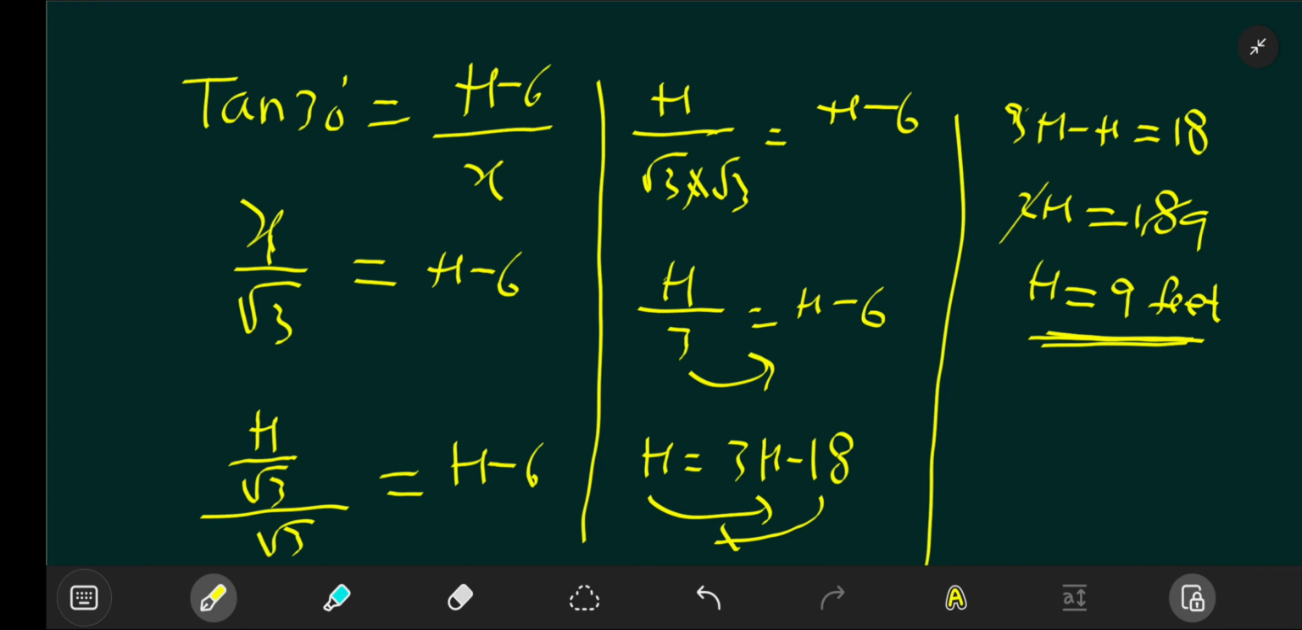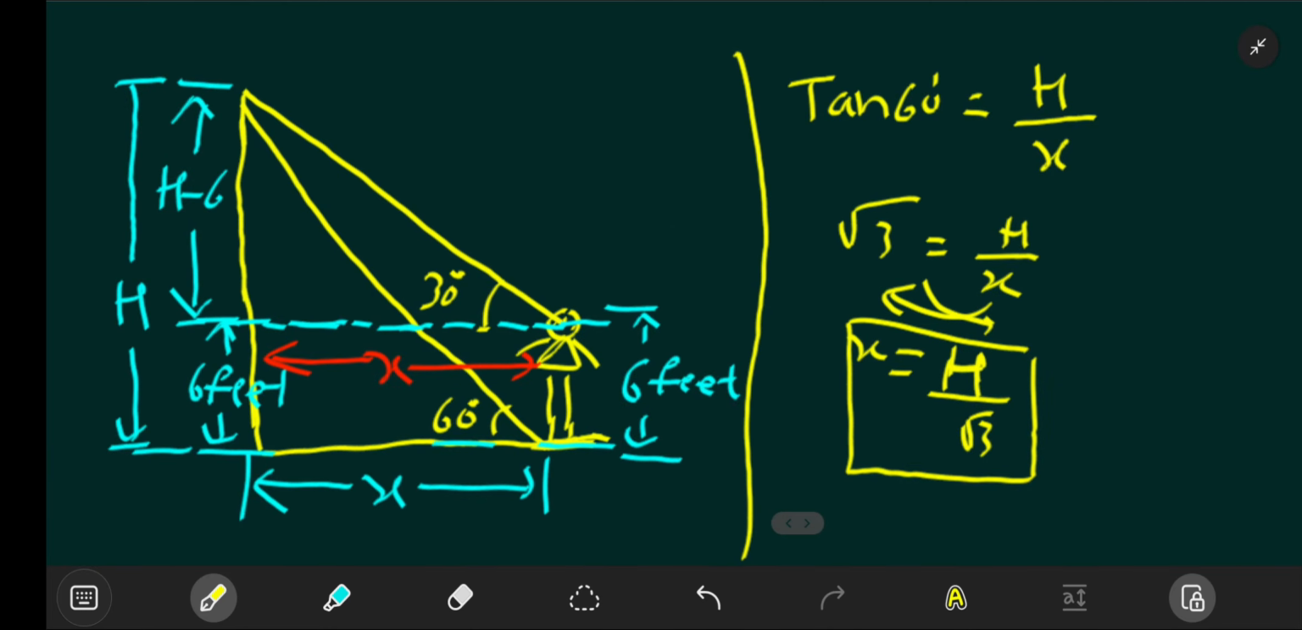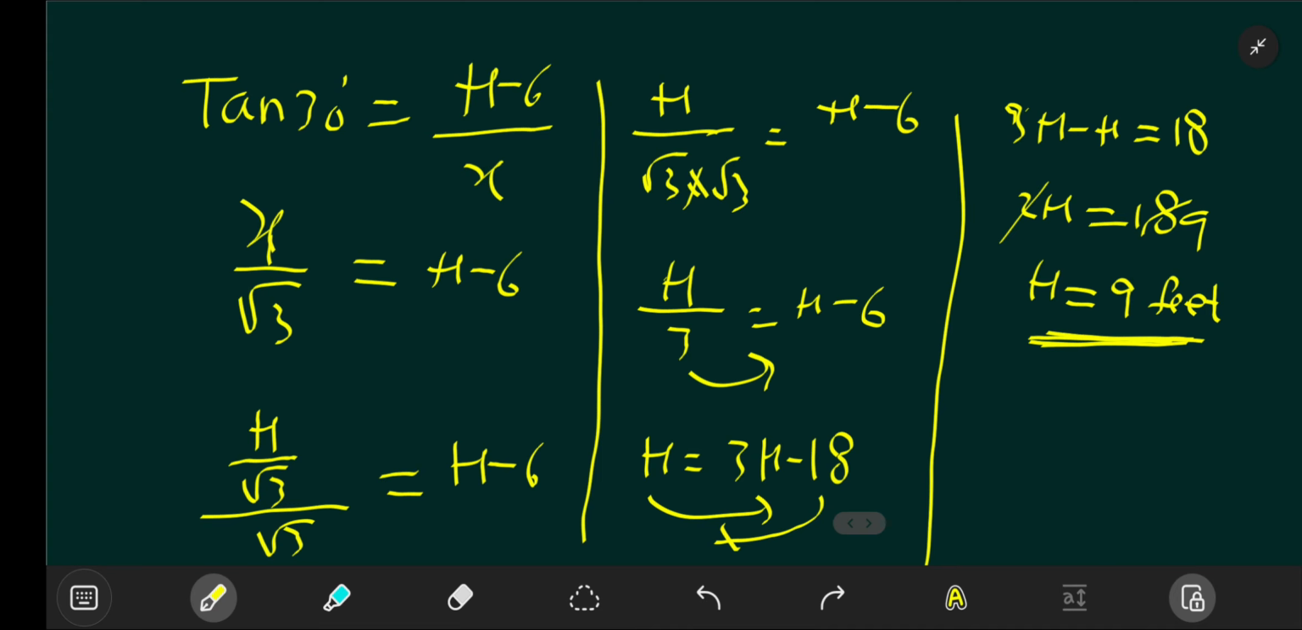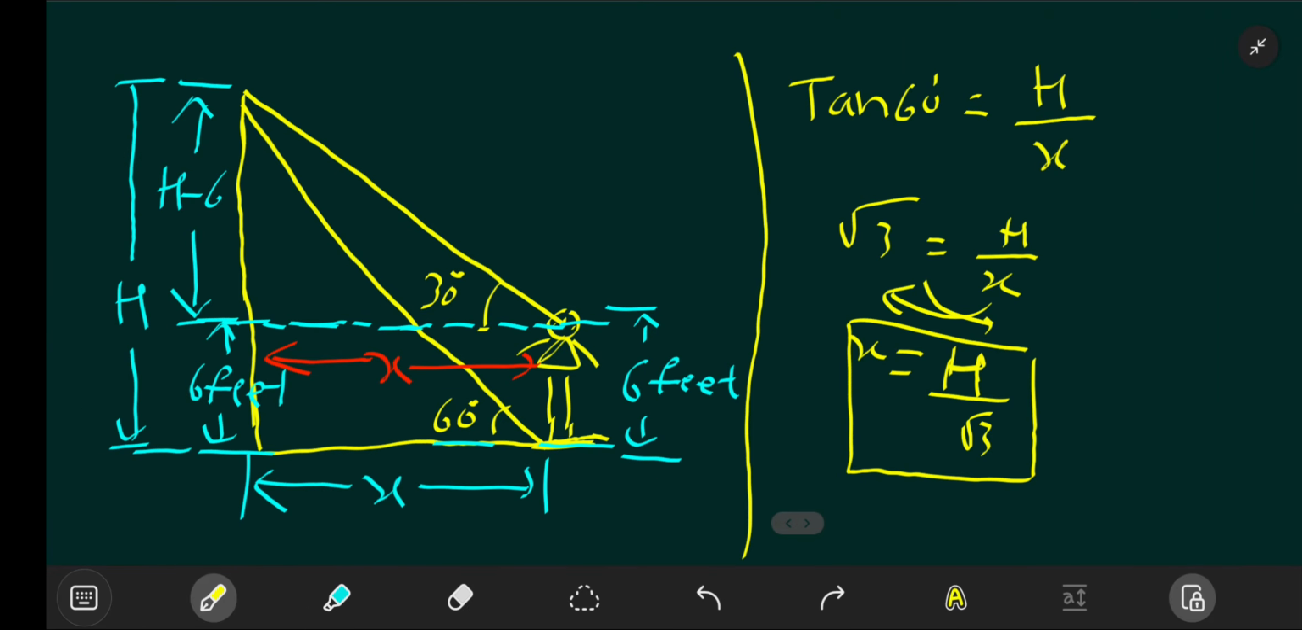9 feet is the height of this complete pole. The height of the person is 6 feet, and the height of the pole is 9 feet. This is the actual way of solving the problem. Step by step I have done it, so no need to worry.